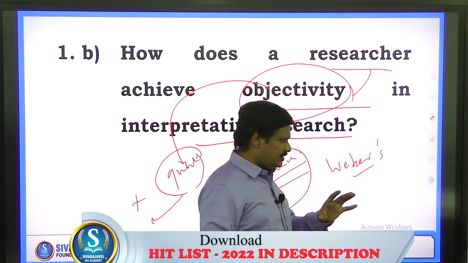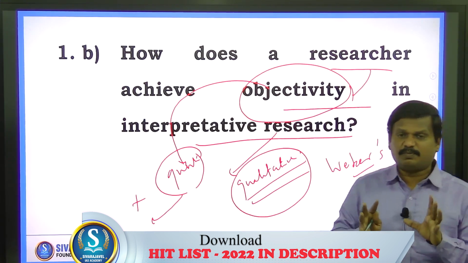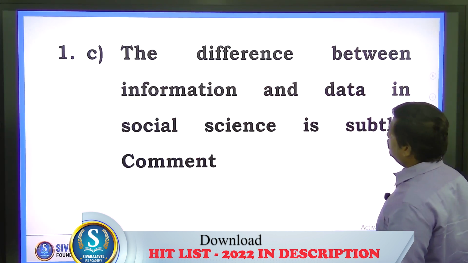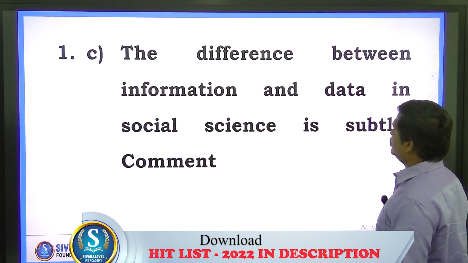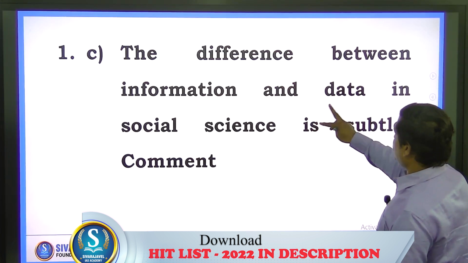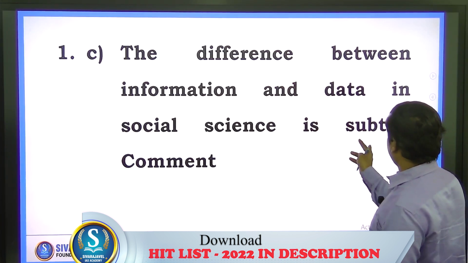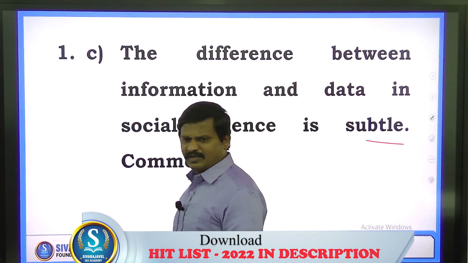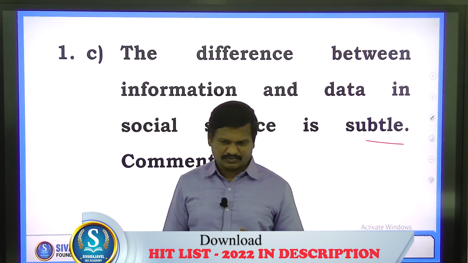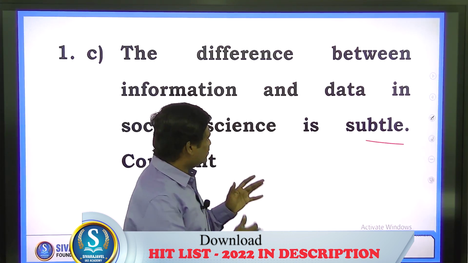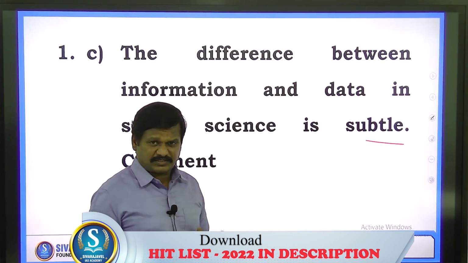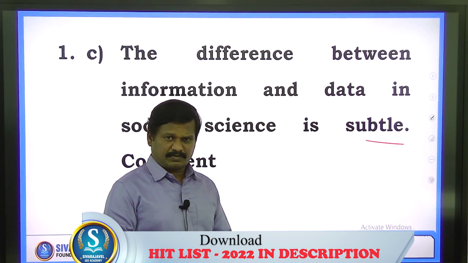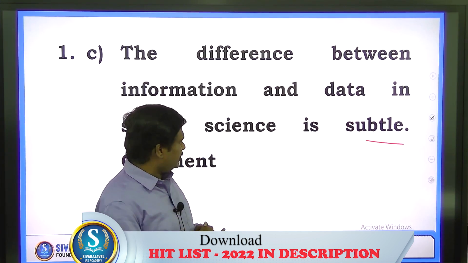So, this may be the guideline with the help of which one can easily construct an answer for this question. Now, come to this C part of first question. The difference between information and data in social science is very subtle, and this is the only question which will be difficult for most of the students, because this dimension we have not seen, right. But we can manage the paper, manage the question. This question can be easily managed.